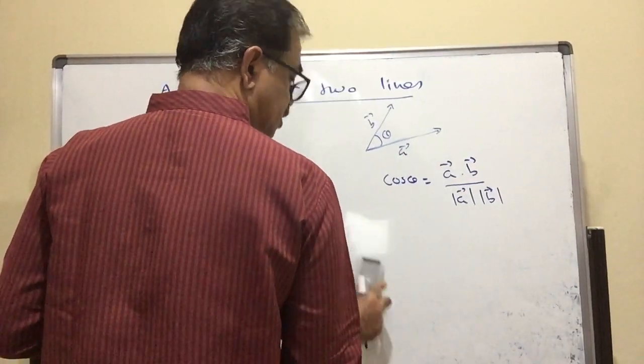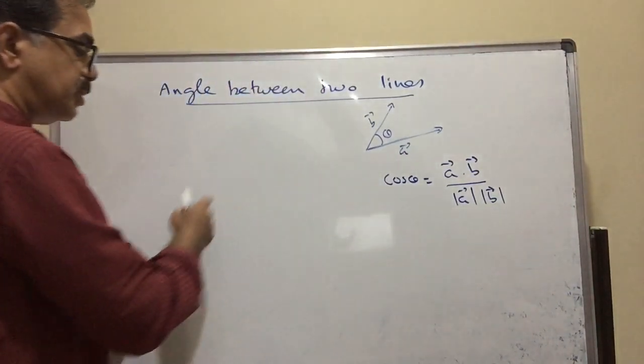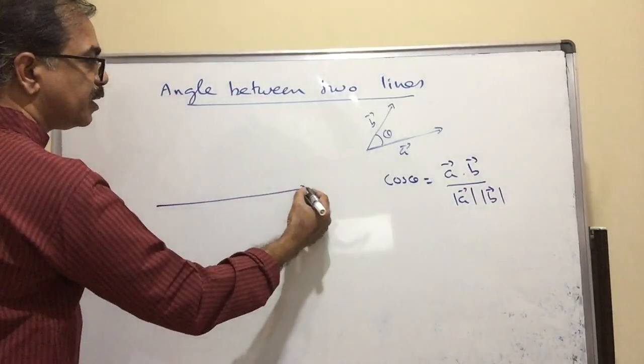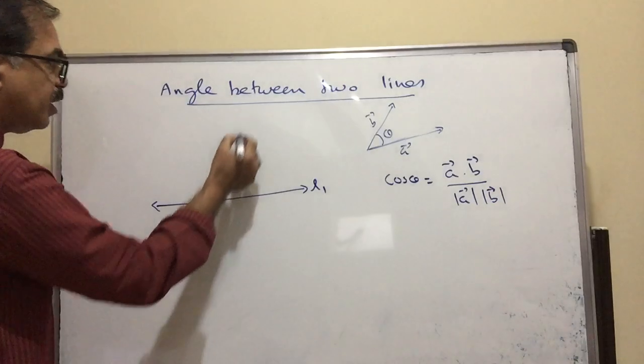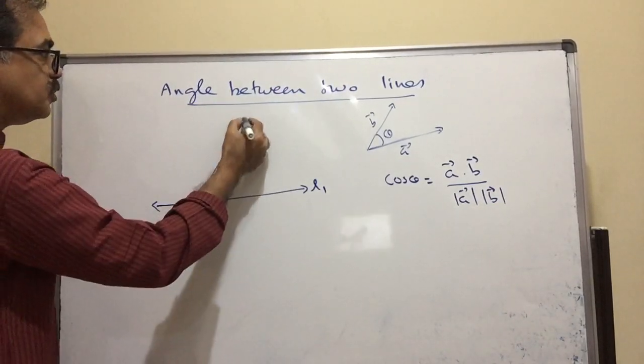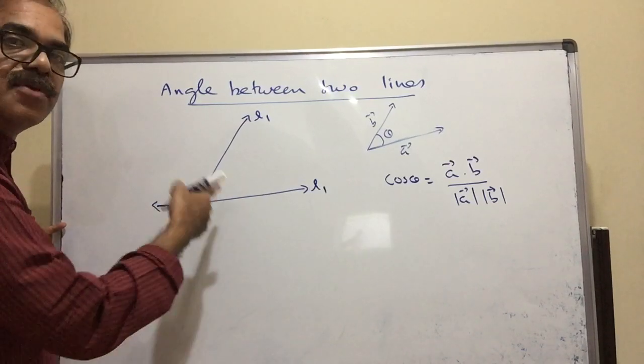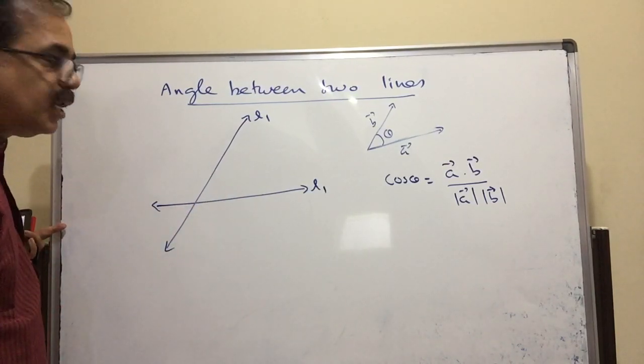Now we are going to talk about the angle between two lines. So I'm going to draw two lines here. So I have a line L1 and another line L2. So I have L1 and L2, two given lines. And what we are looking for is the angle between the two lines.